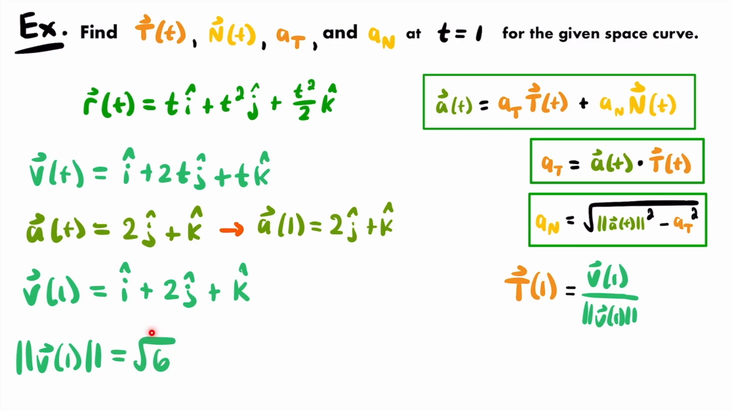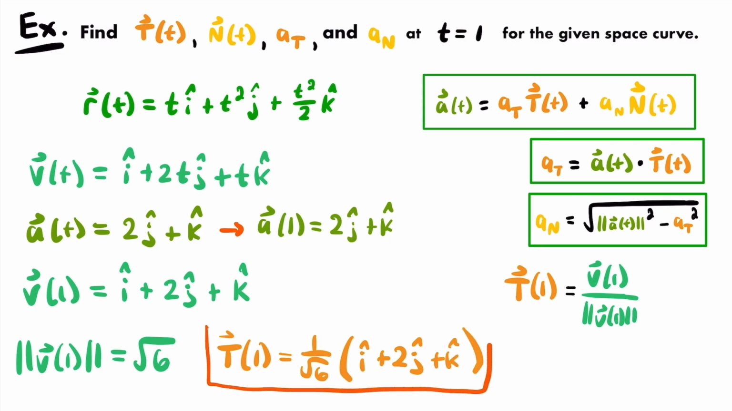So we'll just have 1 divided by the square root of 6 times this vector. All right, the unit tangent vector at t equals 1 is 1 divided by the square root of 6, that's 1 divided by the magnitude of v of 1 times v of 1. So we have i plus 2j plus k. And that right there is T of 1.